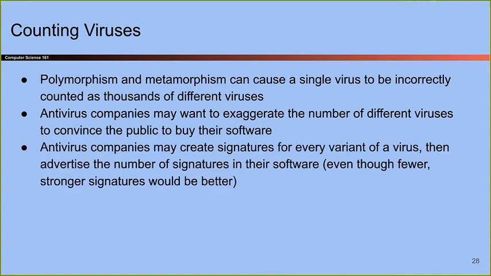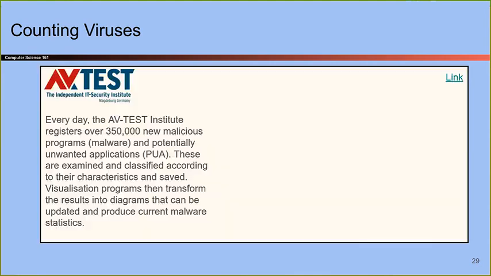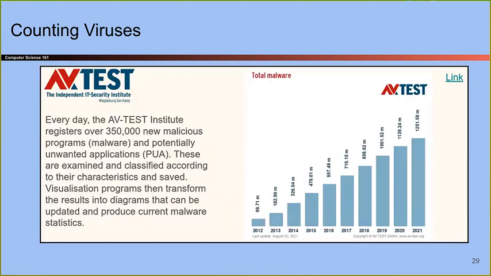So maybe the company will create a signature for every single variant and advertise, say, I can detect 10,000 viruses. That's so powerful. Even though probably what they should have done is have a fewer number of signatures that are stronger. So this is something that antivirus companies can do to make their product look good. So here's an example of that.